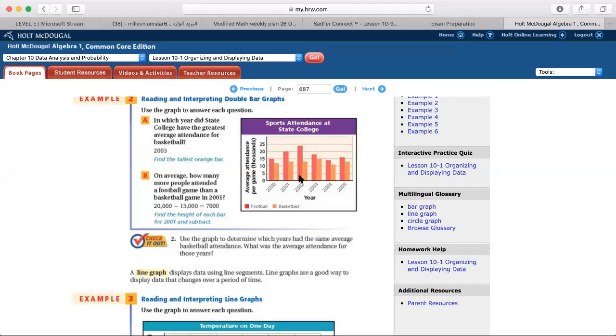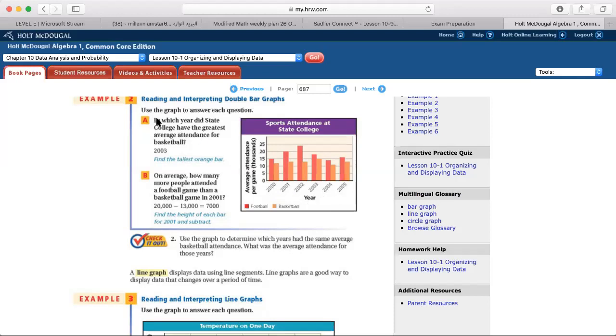Here we have on the right, sports attendance at State College. We have two bar graphs, double bar graphs. The dark one is for football, the light one is for basketball. And the attendance, average attendance per game, thousands. Why is thousands written between brackets here? Thousands means 5 here is 5,000, 10,000, 15,000, 20,000, 25,000. Okay, girls? And horizontal is the year.